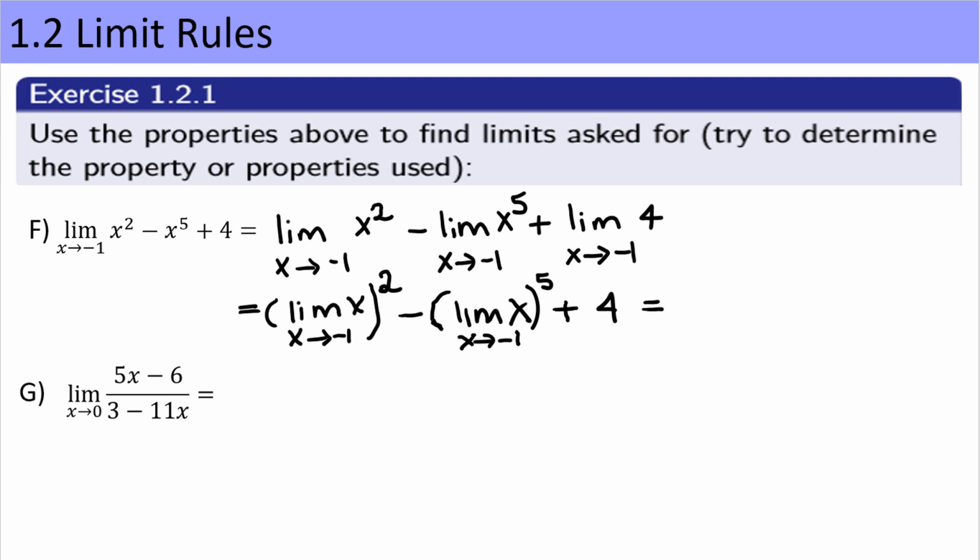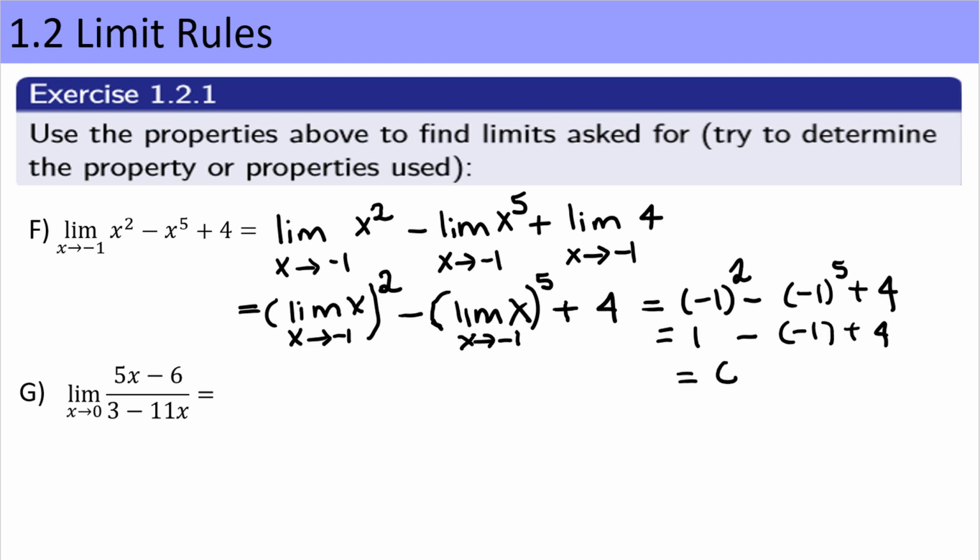Now let's continue. Taking the limit of the first term as x approaches -1, we will have -1 squared minus, as x approaches -1, we will have -1 to the 5th plus 4. Now we just have basic arithmetic to do. -1 squared is +1, minus a negative to an odd number is negative, plus 4. And so this limit will be 1 plus 1 plus 4, or 6.